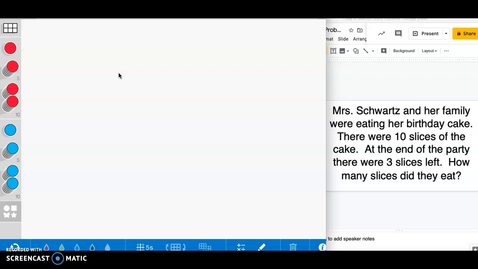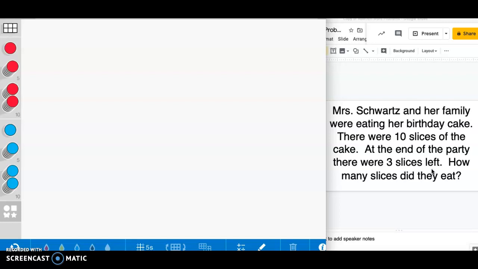All right, did you hear any key words or phrases that told you what to do? Good. The last sentence that says, how many slices did they eat? That's telling us that we need to do some sort of subtraction. But another clue that I saw was where it said, at the end of the party, there were 3 slices left. There's that word left again. That's telling us that we need to subtract.